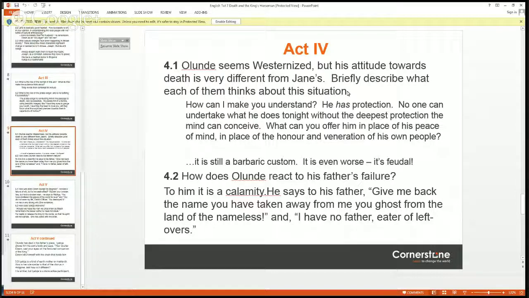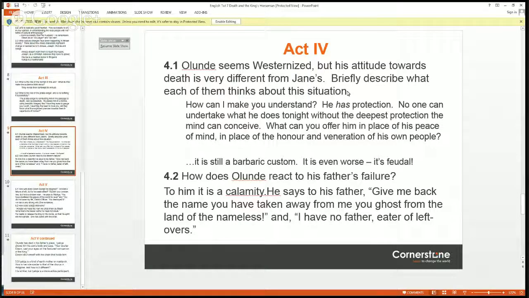Now, Jane cannot understand it. And here is Olunde trying to help her understand. He says, how can I make you understand? He has protection. What he's saying is he doesn't need the protection of the British police. No one can undertake what he does tonight without the deepest protection the mind can conceive.